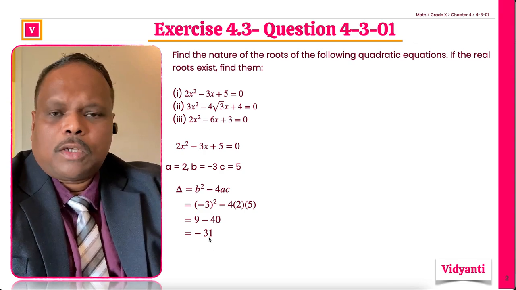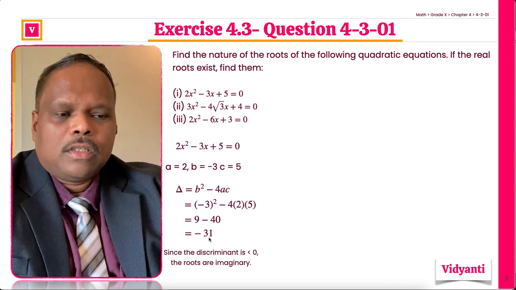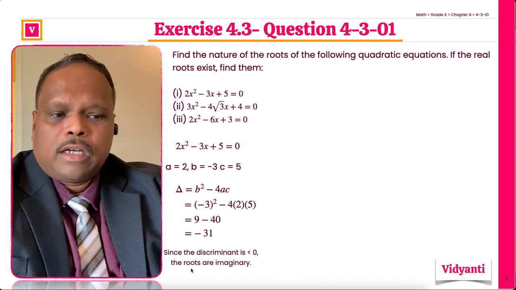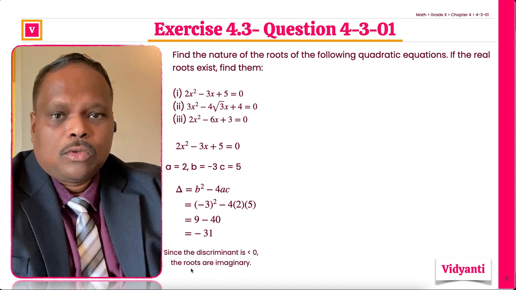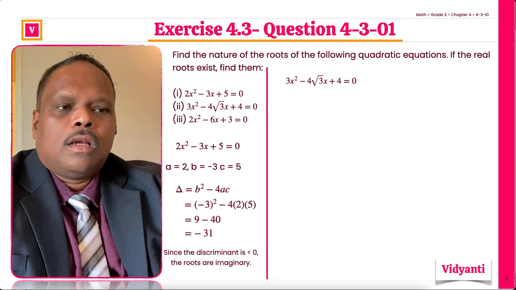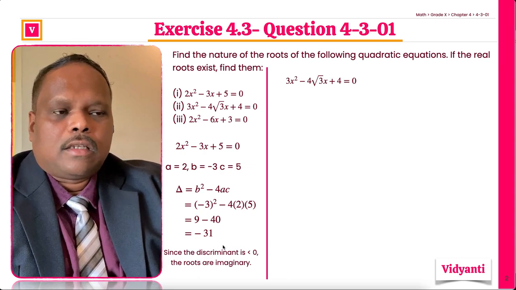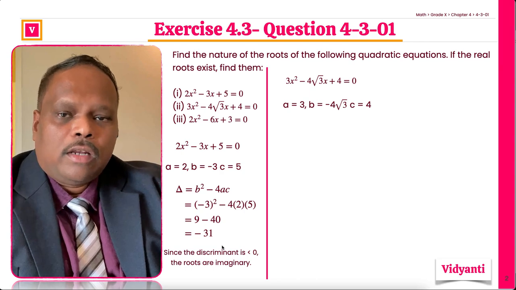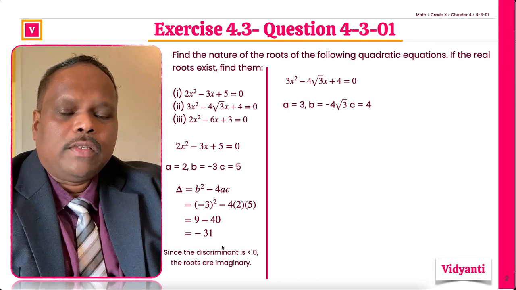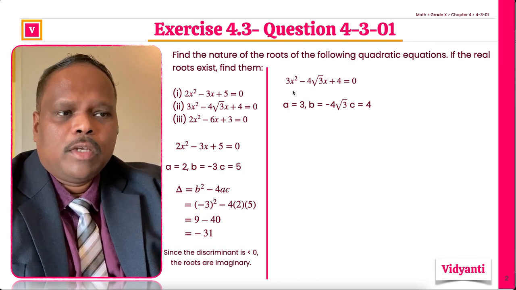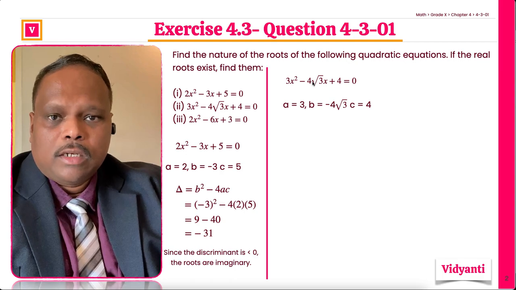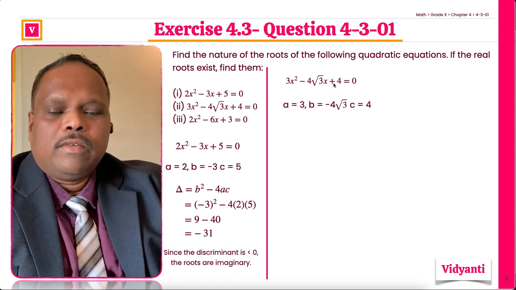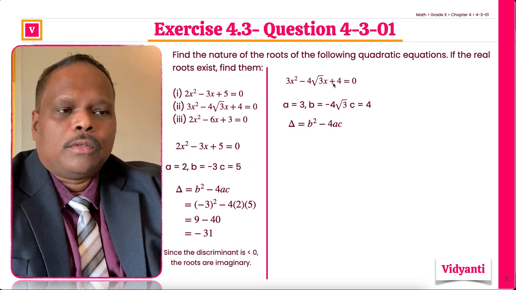So the first possibility is if the discriminant is negative, then you will get roots that are imaginary. Let us see the second sub question, 3x square minus 4 root 3x plus 4 equal to 0. Again, we will compare with a, b, c and get those coefficients. a will be 3, b will be minus 4 root 3, and c will be the constant term, positive 4.